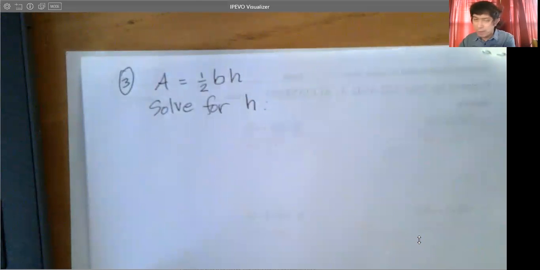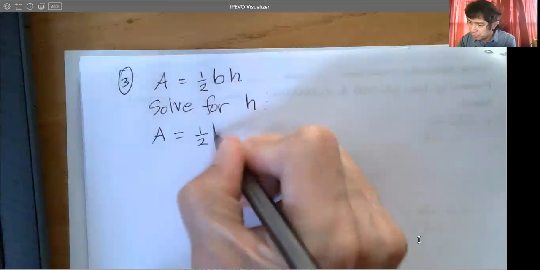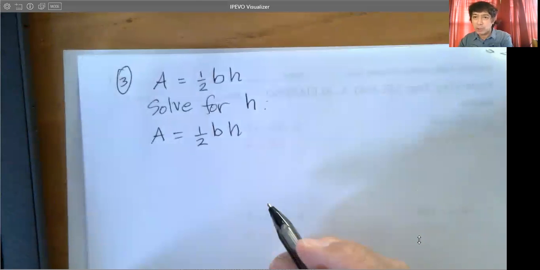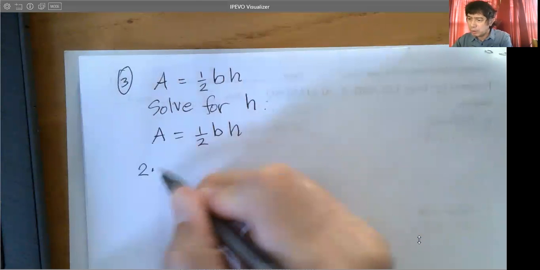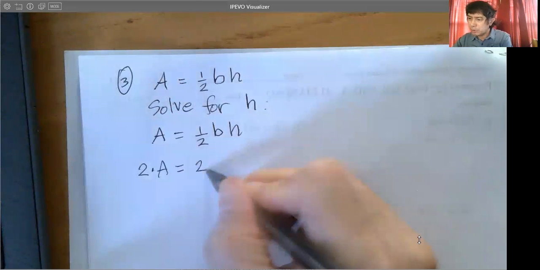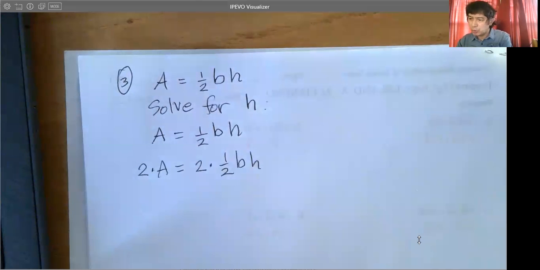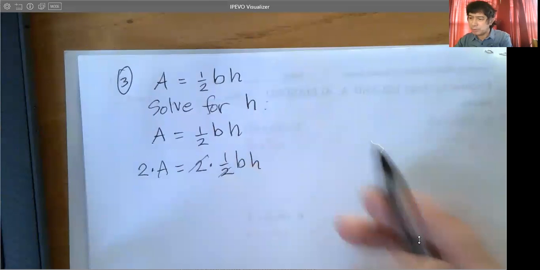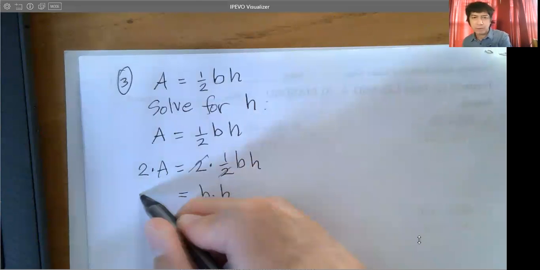All right, let's rewrite the problem. A is equal to 1/2 base times height. See that 1/2 there? We can isolate it by multiplication. So we multiply both sides: 2 times the A, 2 times 1/2 BH. And so this 2 cancels out with the 2 there, and the right side becomes just B and H. The left side is 2A.